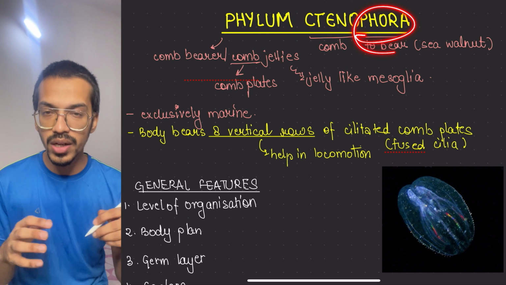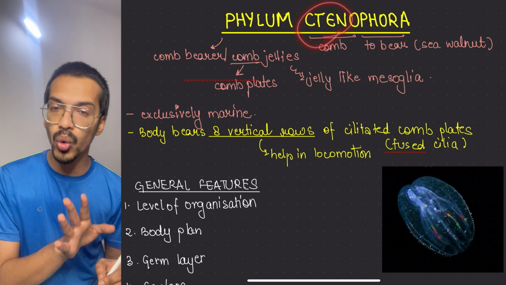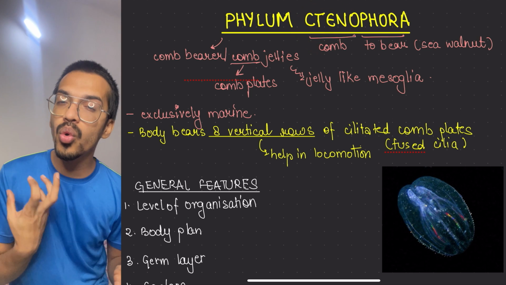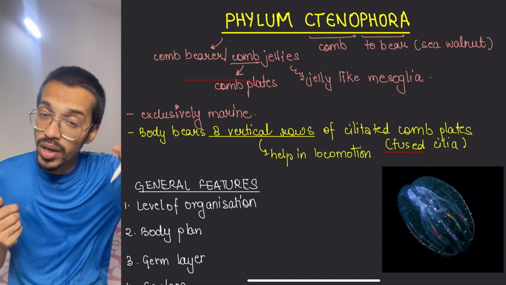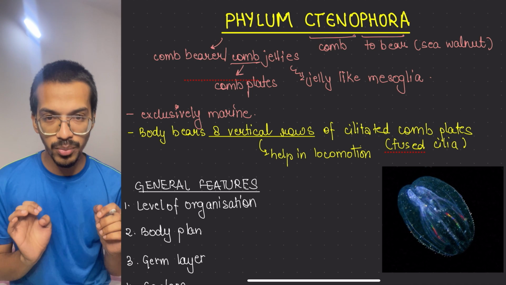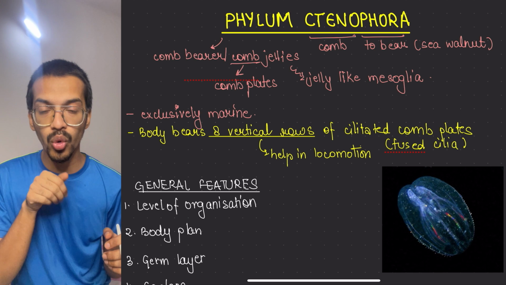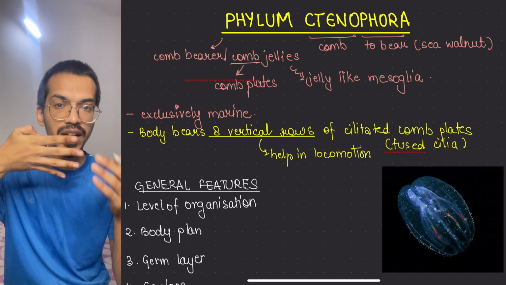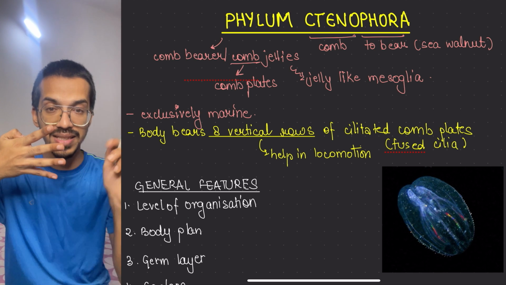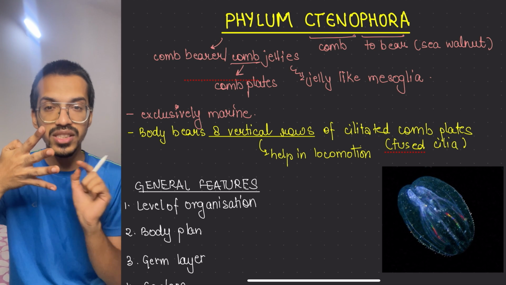Phora or fera means to bear, to have, and cteno means comb. So they are comb bearers. Comb bearer means what? This comb, you know. They have cilia present on their body, but they are solidified, so it appears like a comb. You have seen a comb: thick plastic or wooden, with small lines present.